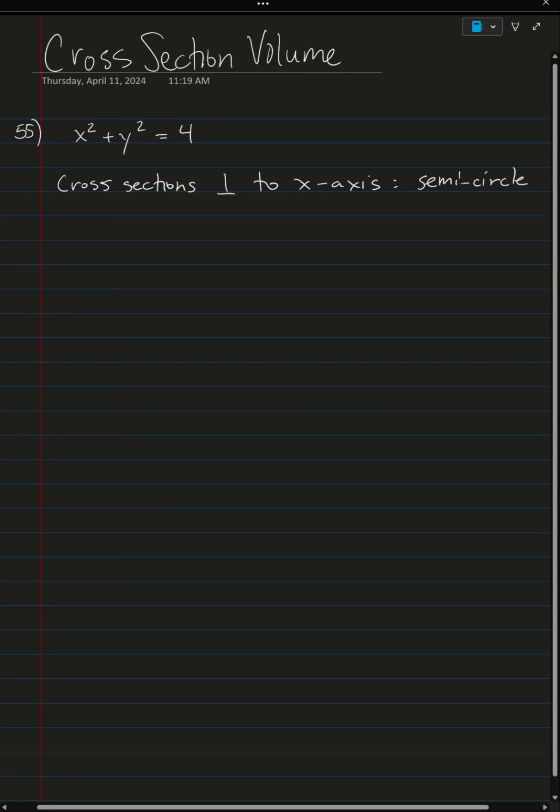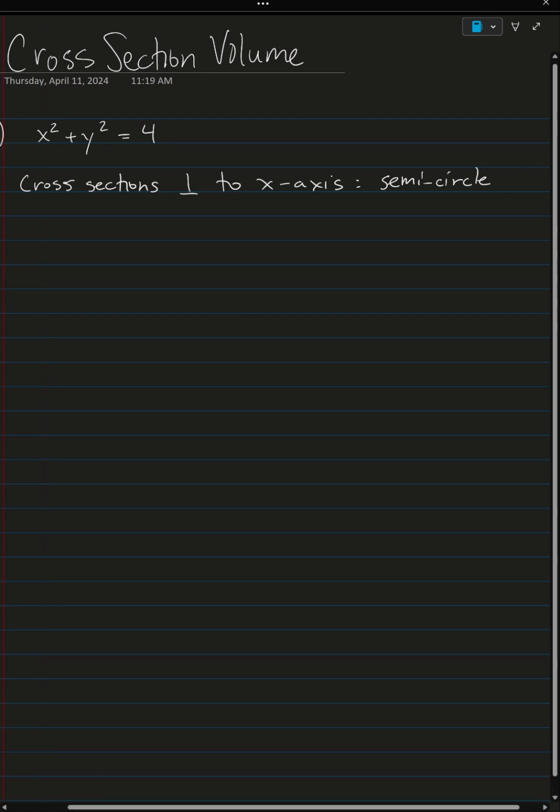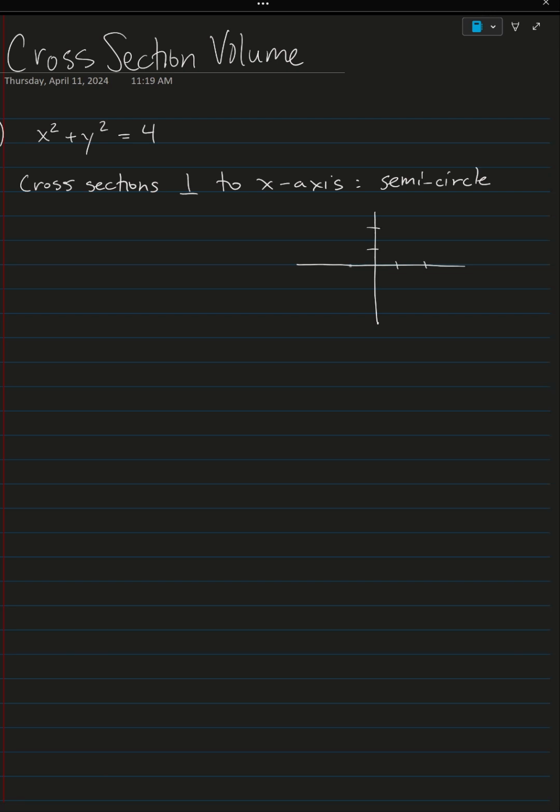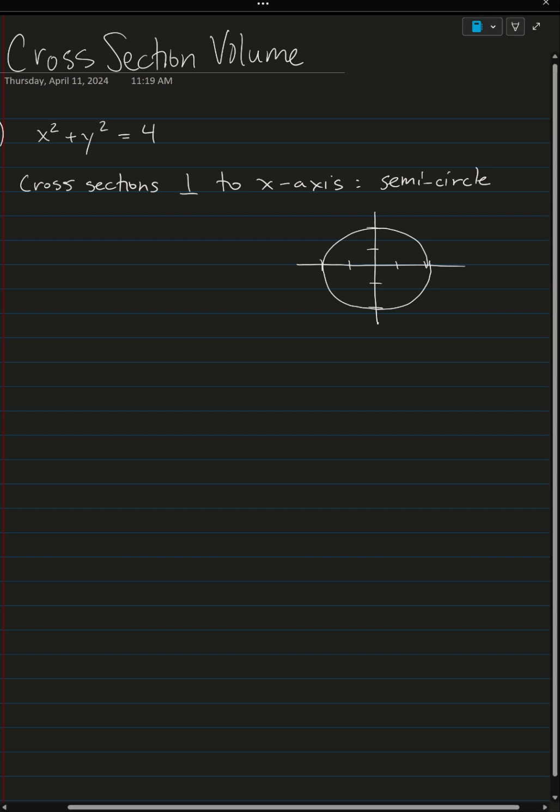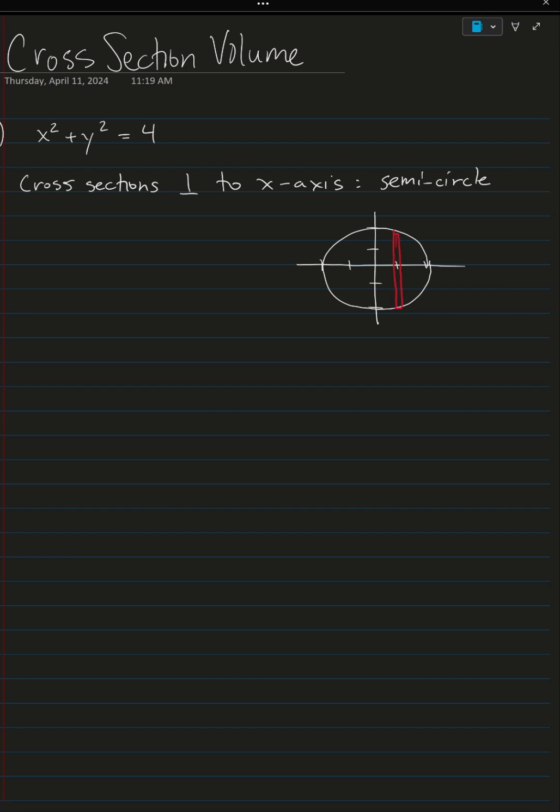Let's see, so I'm going to draw the base over here, go 2 each way. Just a rough sketch. And then I like to draw the perpendicular cross section. Put that in red, I guess. Here's an example one, perpendicular to the x. That would be the bottom of the semicircle cross section.